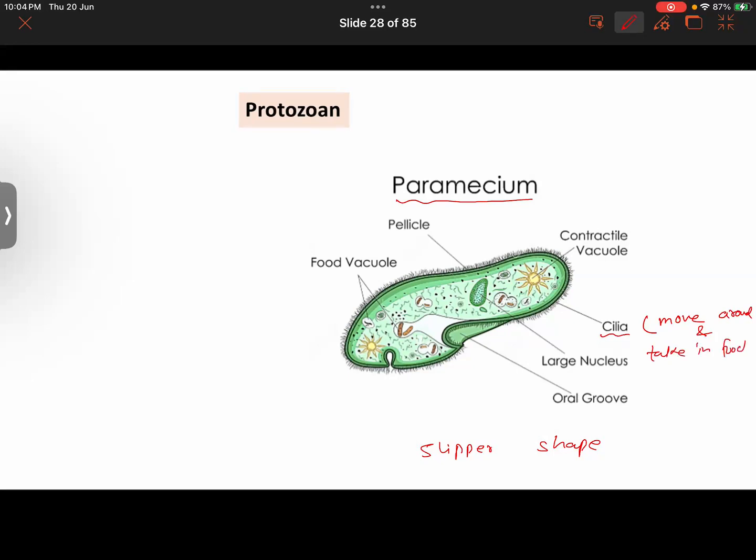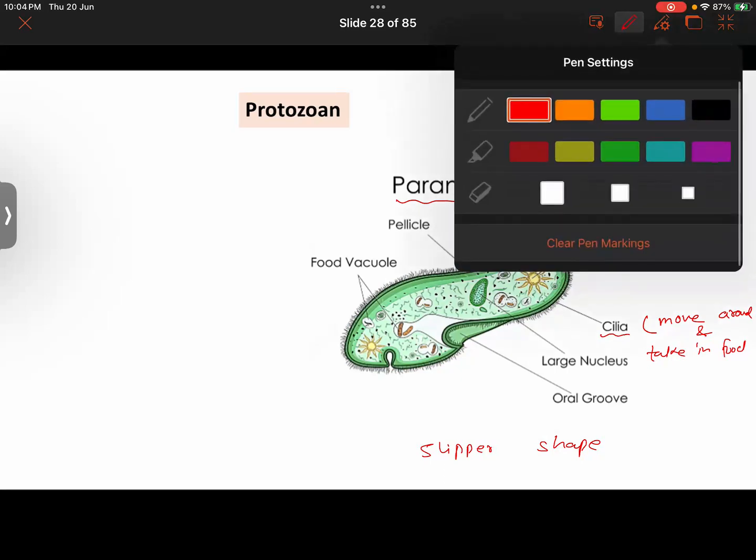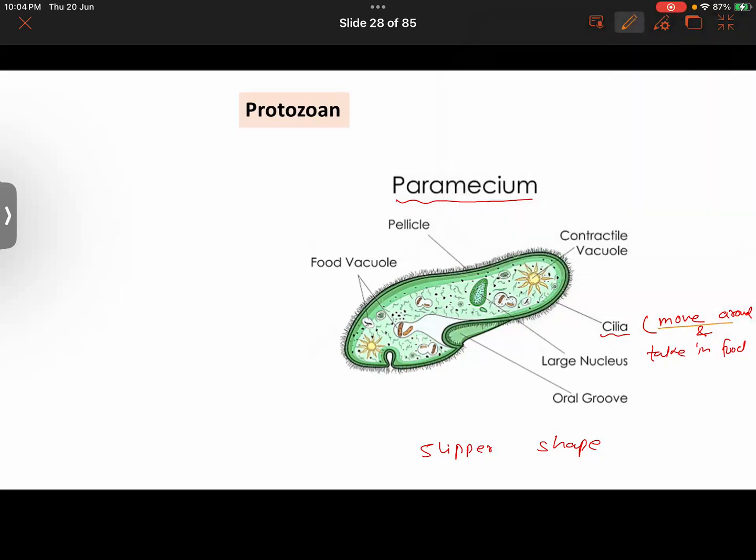With the help of special structures called cilia, it can move from one place to another, and it also helps in engulfing food, taking in food. So the cilia has two functions to perform. The first is to help it move around. Another is to help it take in food.